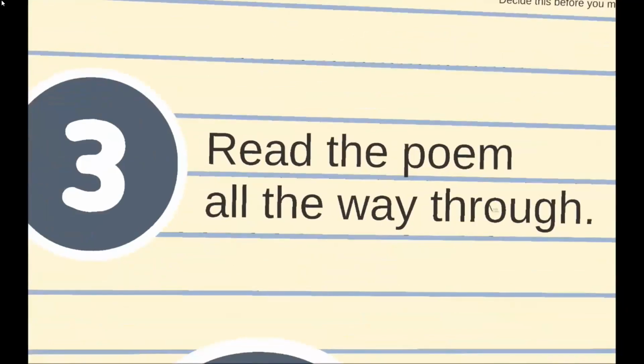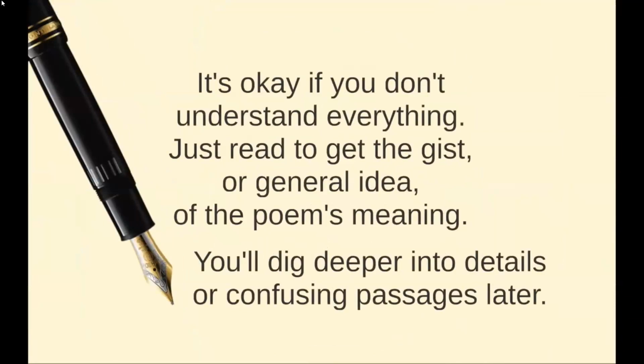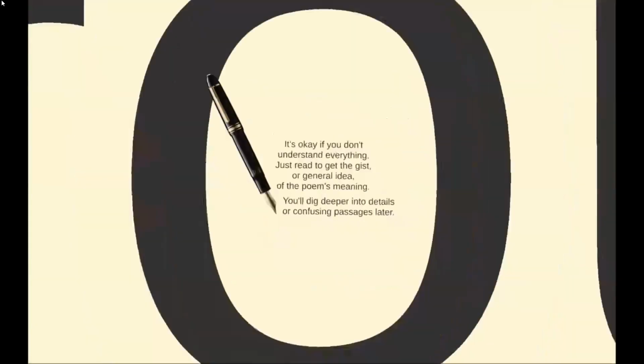Then you're going to read that poem all the way through. I don't want you to stop. You're just going to keep on trucking, because in this step 3, you're just trying to get the gist. Do you have a general understanding about what happens in the poem? We'll dig into details on later steps and iron out any wrinkles. But for now, do you kind of understand what's going on in this poem?